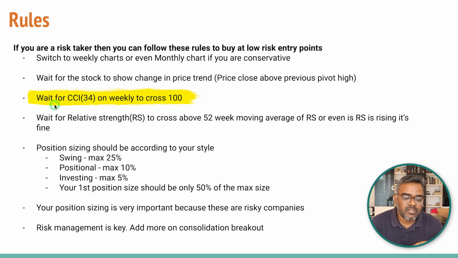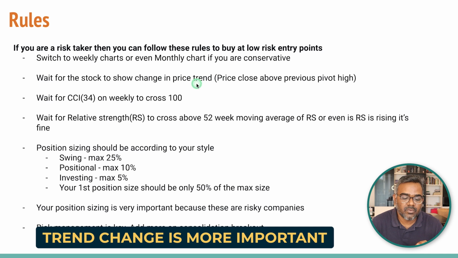Rule number three is you need to wait for CCI 34 to close above 100 or cross 100. Right now, this indicates that the stock is in momentum on the weekly charts. Now, remember, just because the stock's CCI closes above 100 or crosses 100, the stock trend will not change. For us, the ultimate rule is the second rule. Okay, that's why that's the second rule.